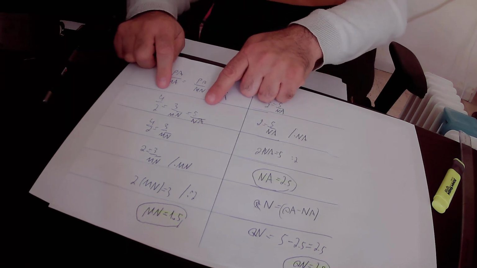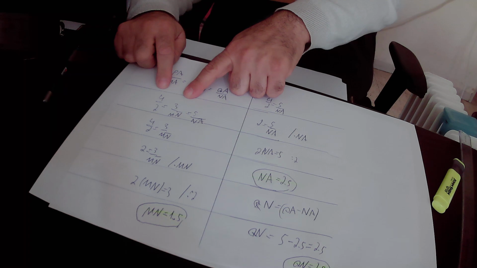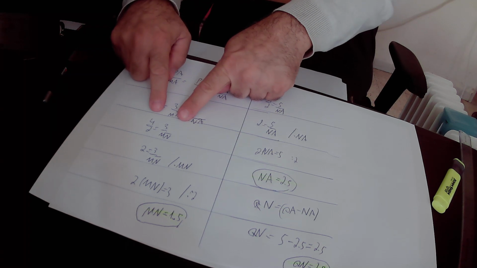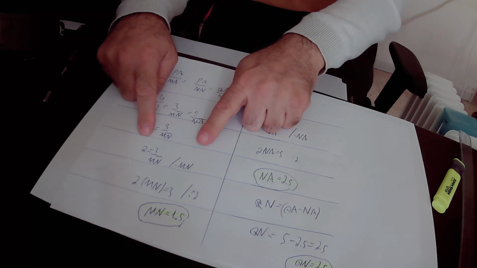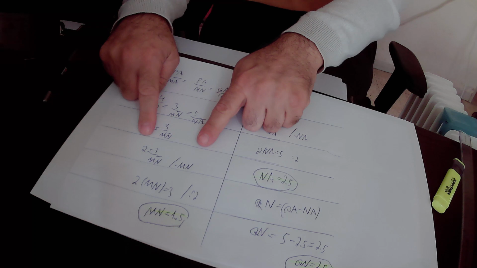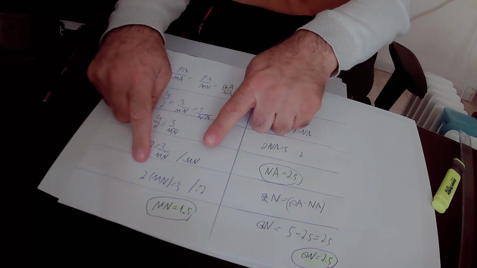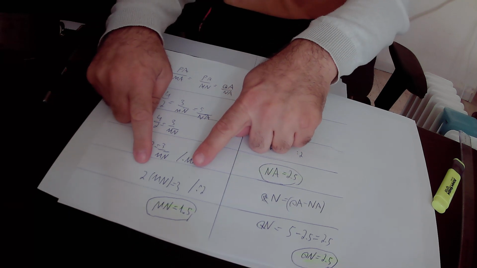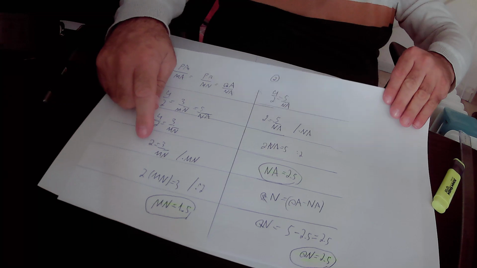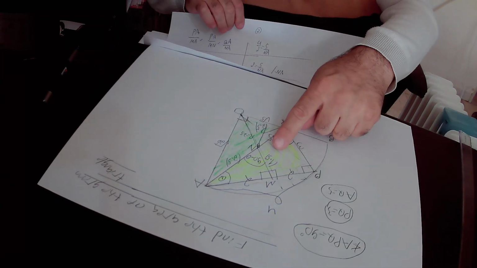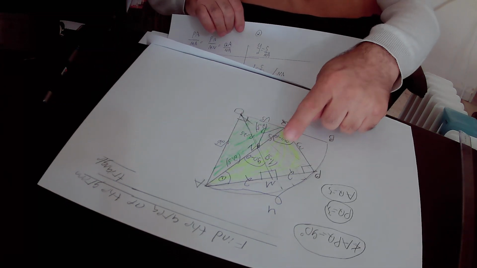From this equation, we derive that 4 over 2 equals 3 over MN. 4 over 2 is 2, so 2 equals 3 over MN. We multiply this equation by MN, and finally we get that 2 times MN equals 3. We divide this equation by 2, and we find that MN equals 3 over 2. 3 over 2 is 1.5. So the length of this line segment MN is 1.5 units.